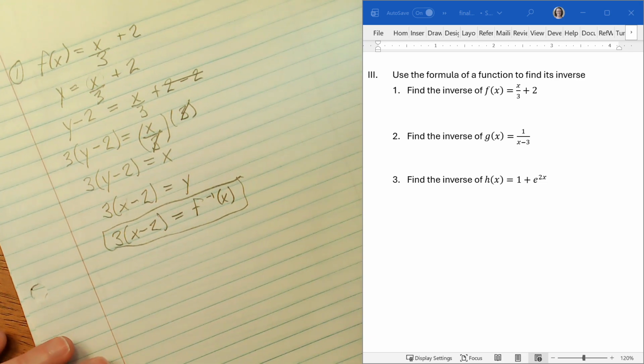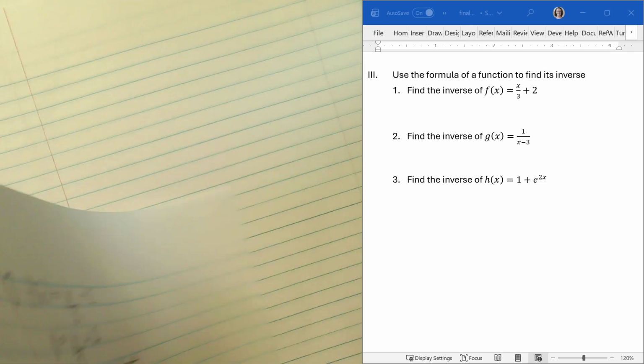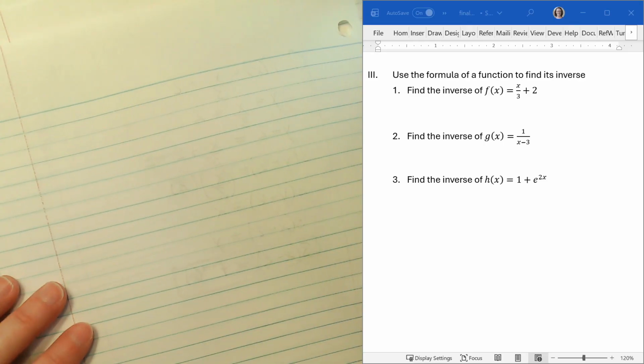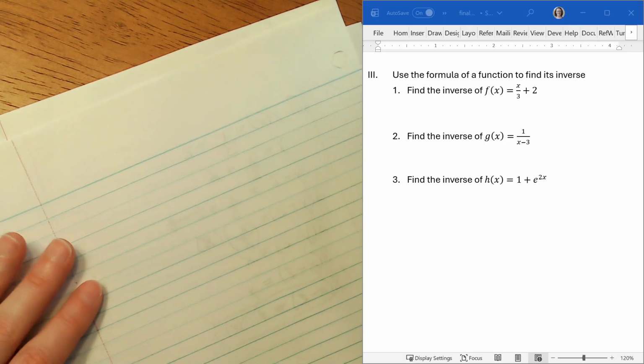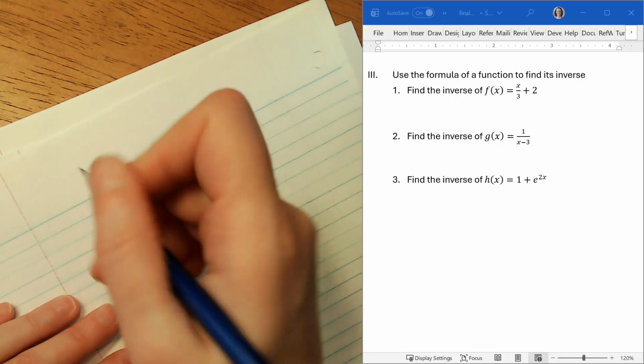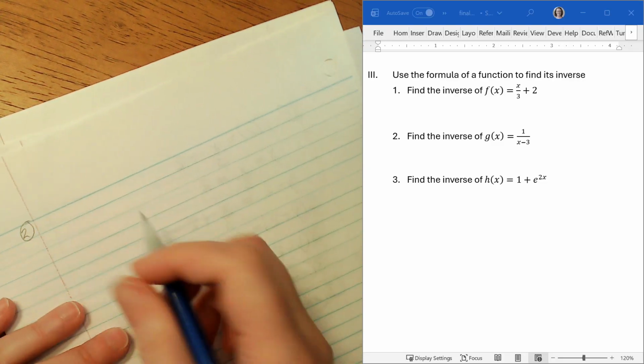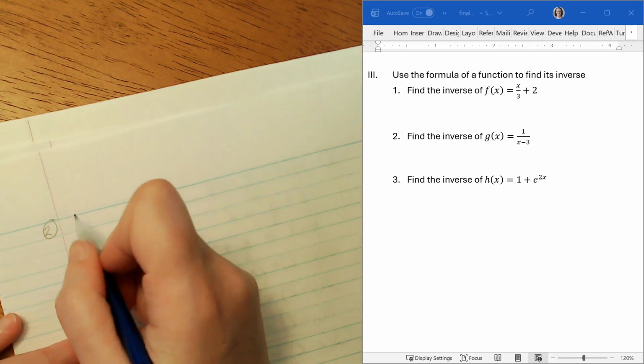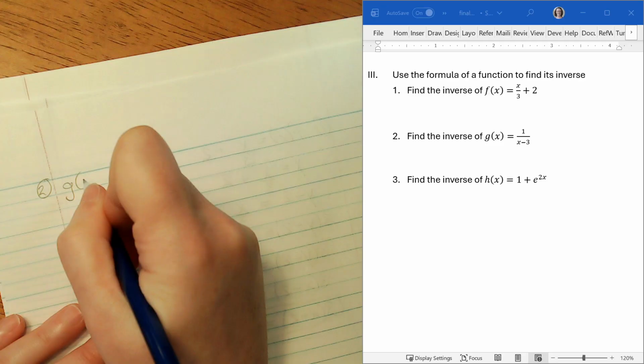And let's go ahead and do another one. Let's see, does this look okay if I do it on the back? I guess it's okay. All right, so for number 2 here, we are doing g of x.